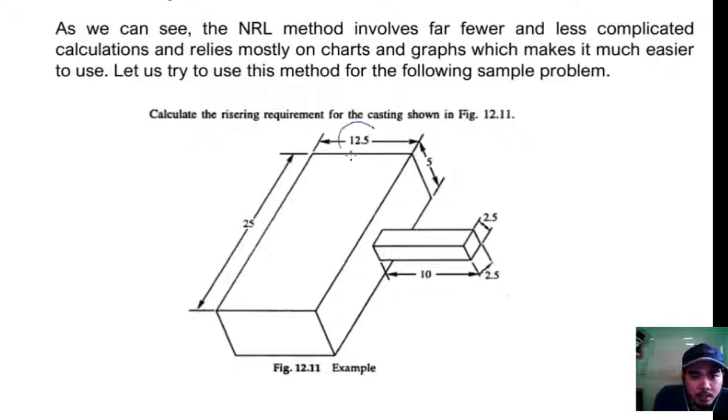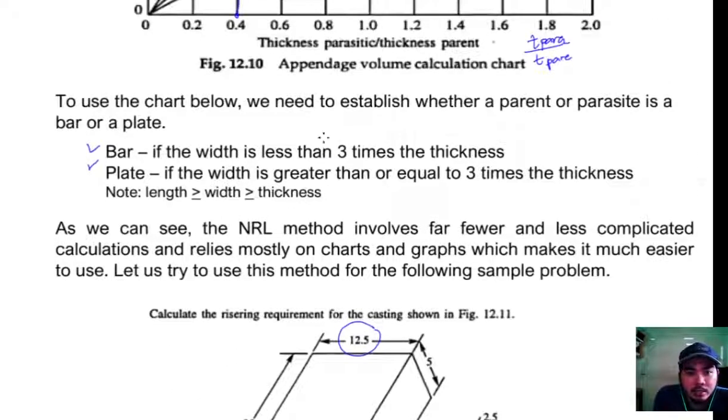Our width here is 12.5, no? Again, width is the intermediate dimension. Tapos yung thickness is the smallest dimension. And again, dapat the width over thickness is less than 3 for a bar. Medyo mali yung sinabi ko kanina. Sabi ko if width is greater than 3, it's a plate, kasama pala yung equals. Tapos if width over thickness is less than 3, yun yung bar.